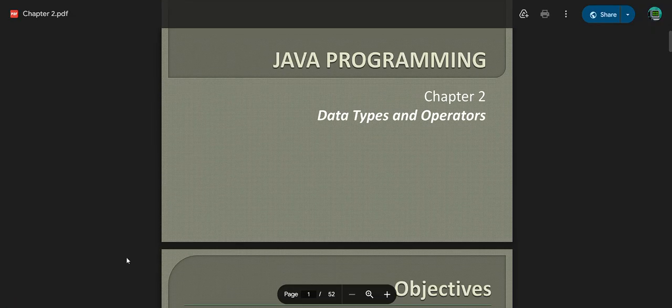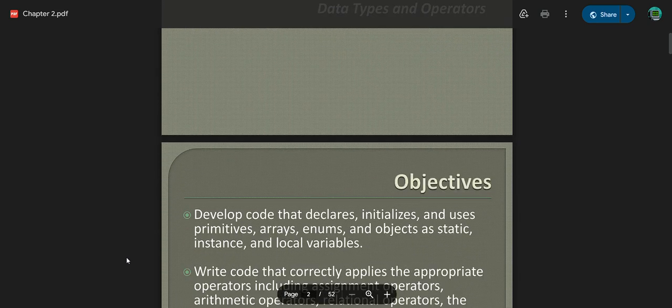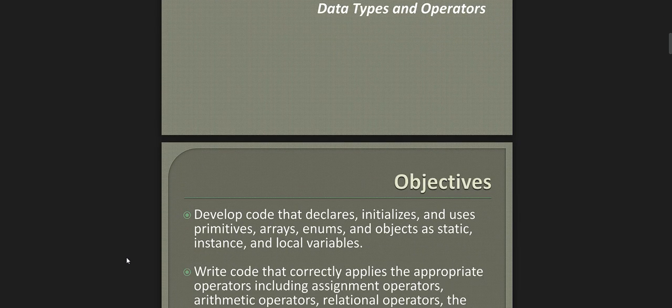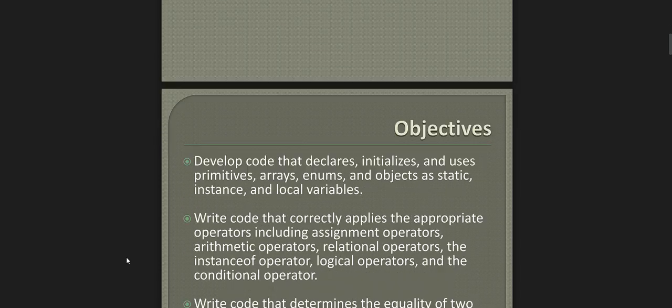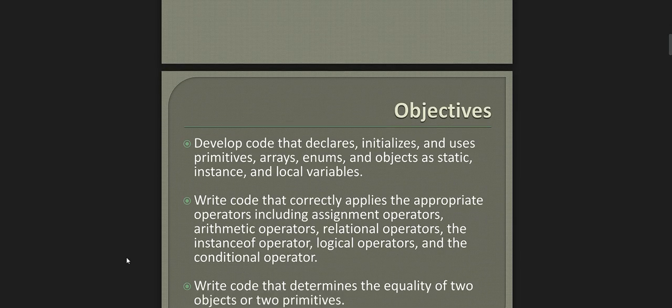Java programming: data types and operators. Objective: develop code that declares, initializes, and uses primitives, arrays, enums, and objects as static, instance, and local variables. Write code that correctly applies the appropriate operators, including the assignment operator, arithmetic operators, relational operators, and the instanceof operator.